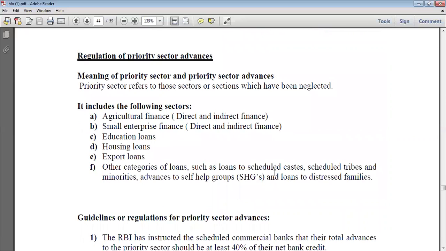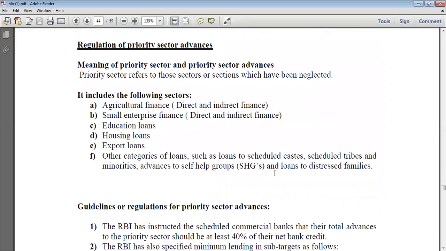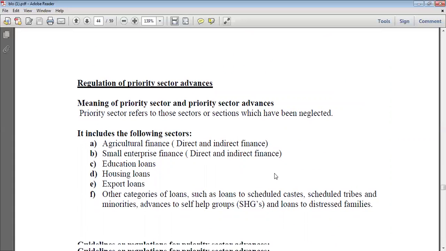And next topic, regulation of priority sector advances. What are the regulations that have to be given to the advances? Meaning of priority sector and priority sector advances. Priority sector refers to the sectors or sections which have been neglected.